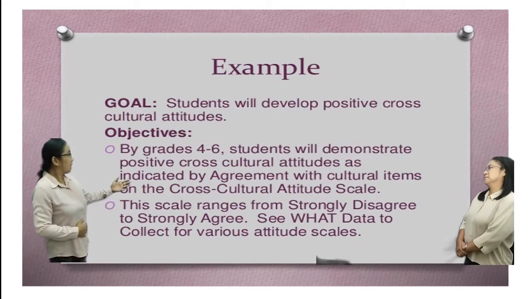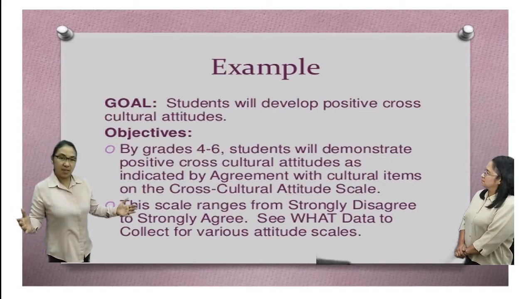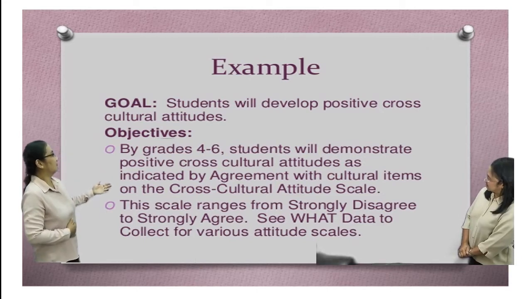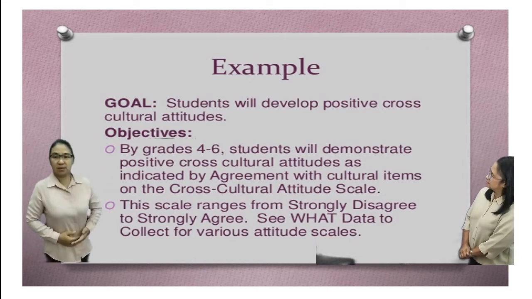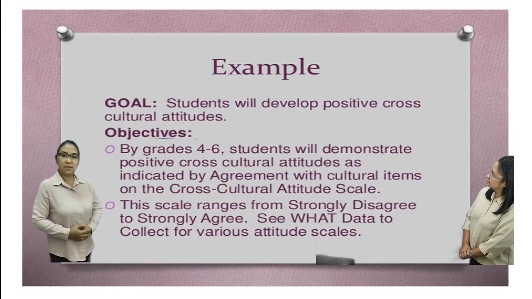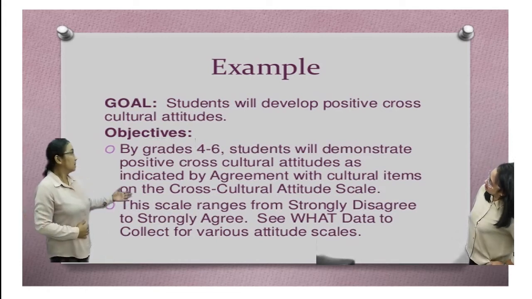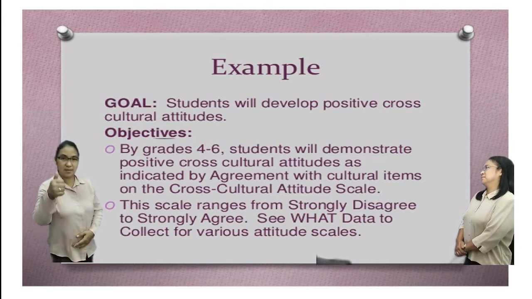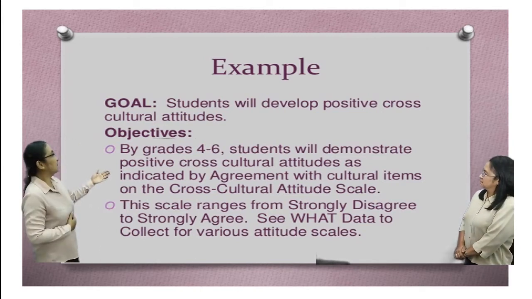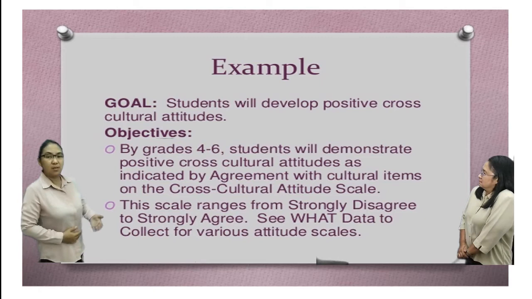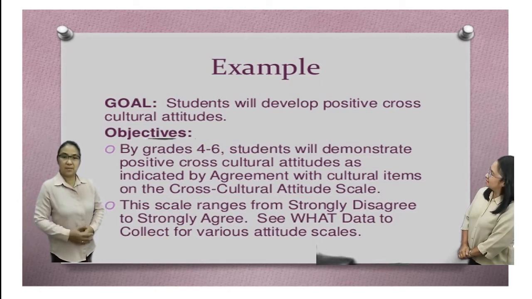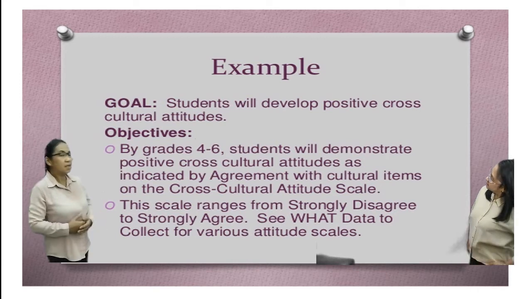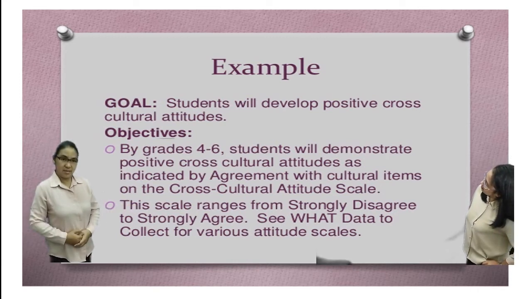An example of this is that you have your goal that students will develop positive cross-cultural attitudes. And these are your objectives. By grades 4 to 6, students will demonstrate positive cross-cultural attitudes as indicated by agreement with cultural items on the cross-cultural attitude scale. And this scale ranges from strongly disagree to strongly agree. And see what data to collect for various attitude scales.